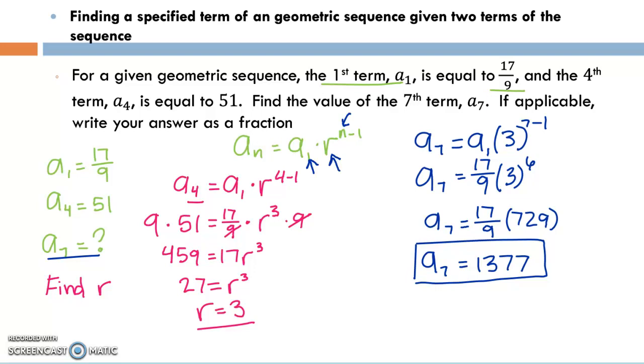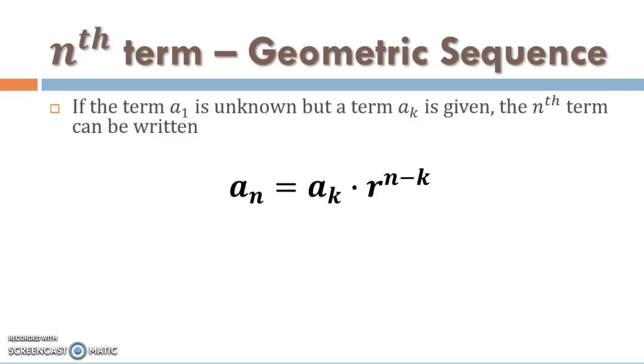So there's one example where I know my first term, but let's say I don't. If my first term is unknown, that's okay. As long as I'm given another term, we call that here a sub k, then I can write my nth term as a sub k times r to the n minus k. This looks very similar to the arithmetic sequence one that we've used before, and we're going to use it the same way. Okay, so let's go on to the next problem where we're going to be using this equation.